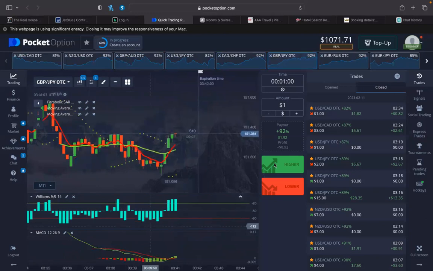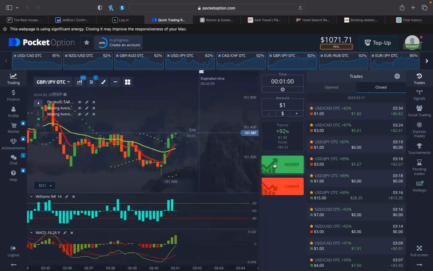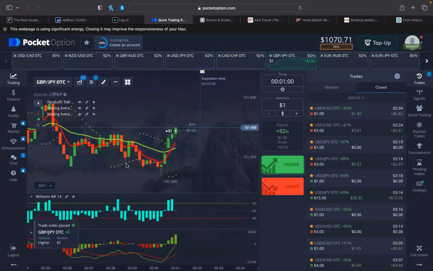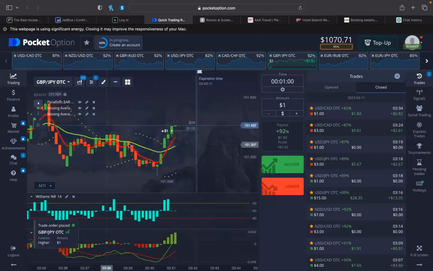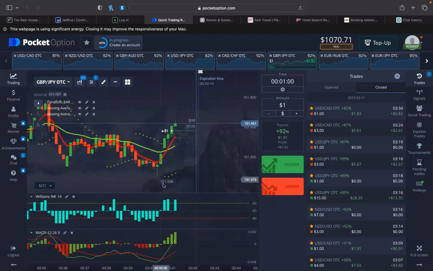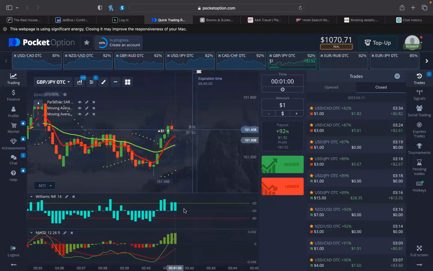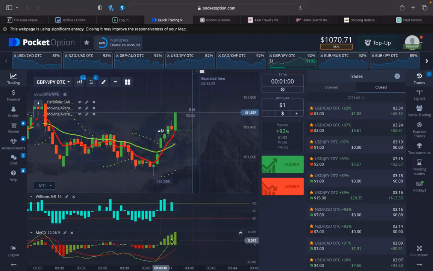Okay, I'm going to enter a buy here. I entered the buy because the red line has crossed above the green, which is our first indication of a buy. Secondly, the PSAR is on the bottom, which is our second indication of a buy. Third, we have the Williams percentage bars above the 50. And here our green line has crossed over the red and we have green bars here. All of that is supporting a buy.